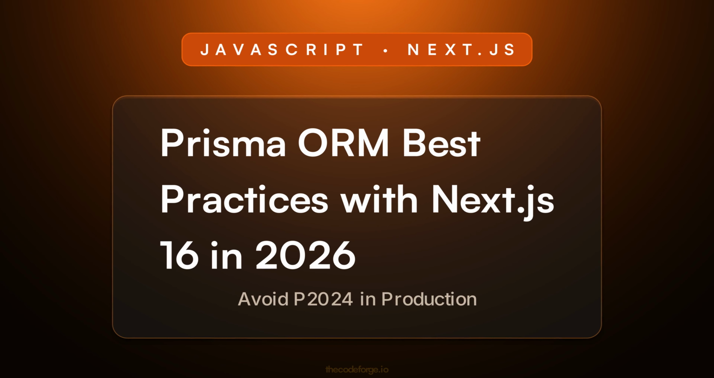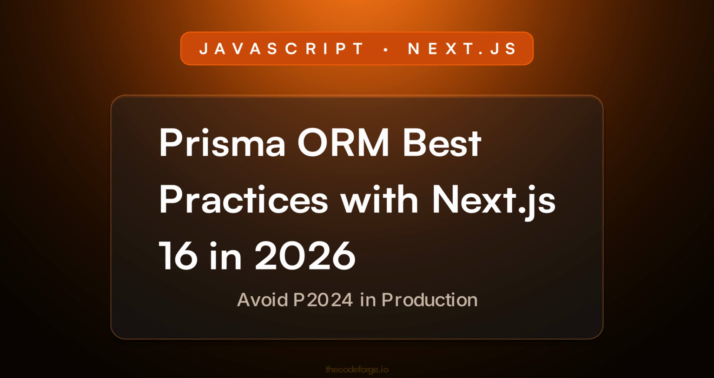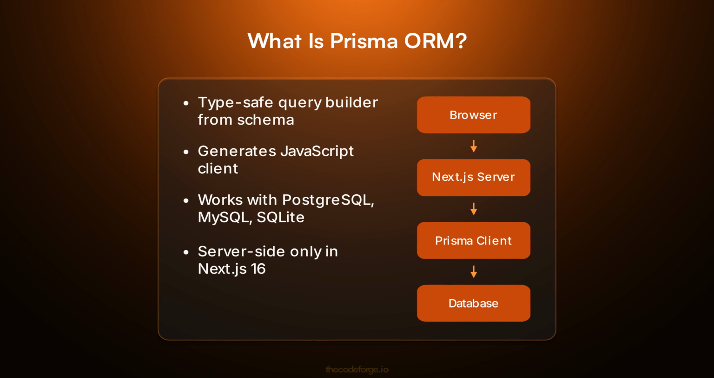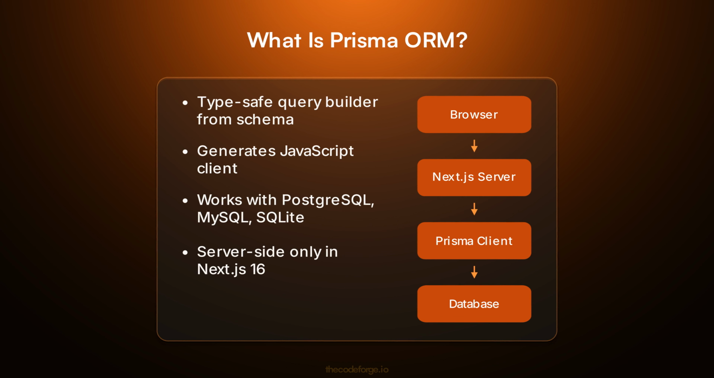Let's break down Prisma ORM best practices with Next.js 16 in 2026, how it works, and the exact mistake behind that failure. Prisma is like a universal translator between your application code and your database. Instead of writing raw SQL, you describe your data model in a schema file, and Prisma generates a JavaScript client that speaks your database's language.